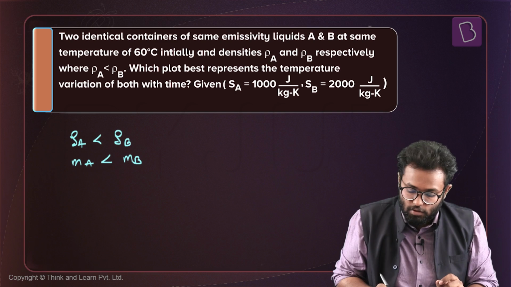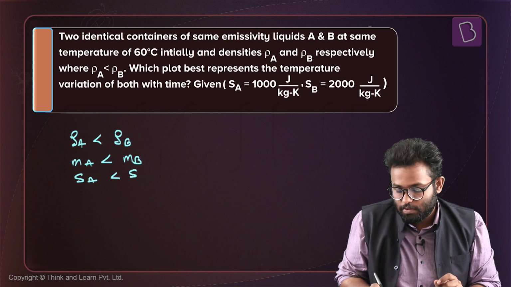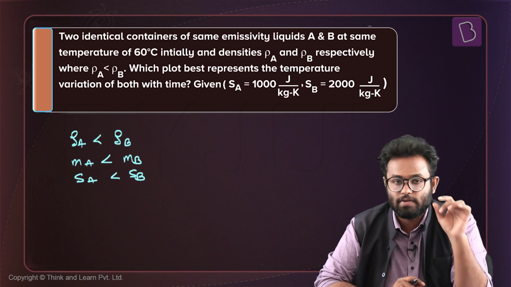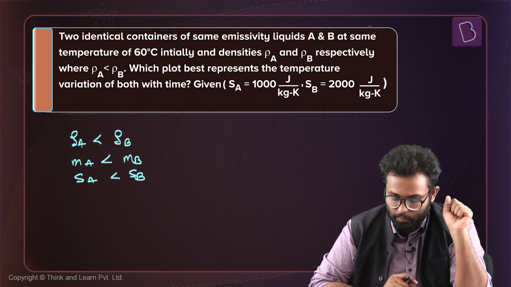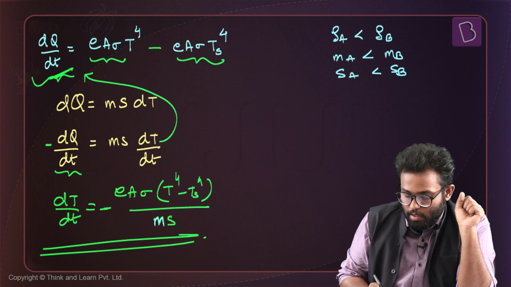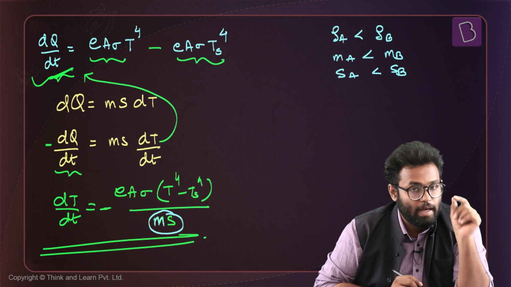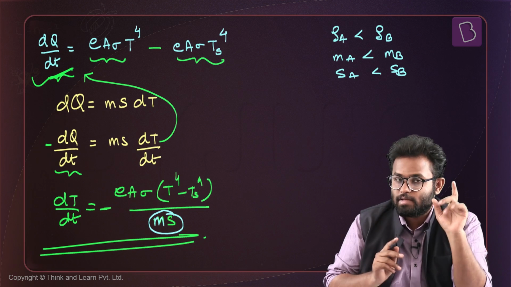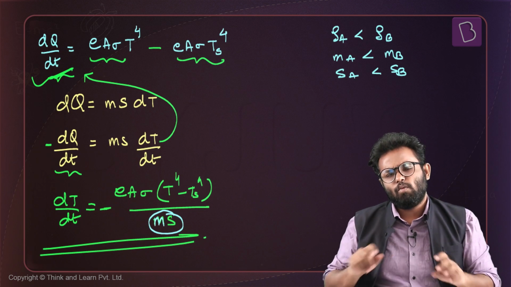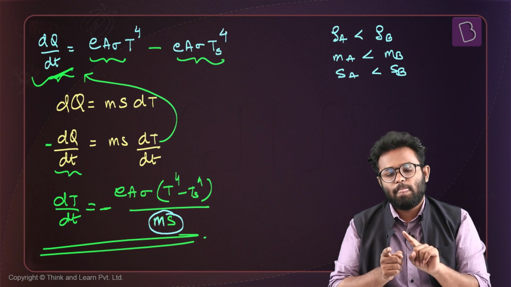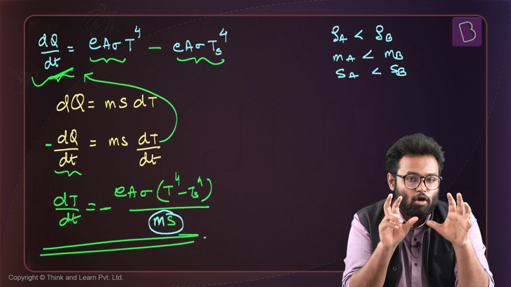And the specific heat of A is given to be less than the specific heat of B. I can clearly see that SA is some 1000 and SB is some 2000. Now, M into S is a quantity which will be lesser for A than for B, right? So MS is less for A. What does that mean actually? What is M times S? M times S is basically the heat capacity of that object.